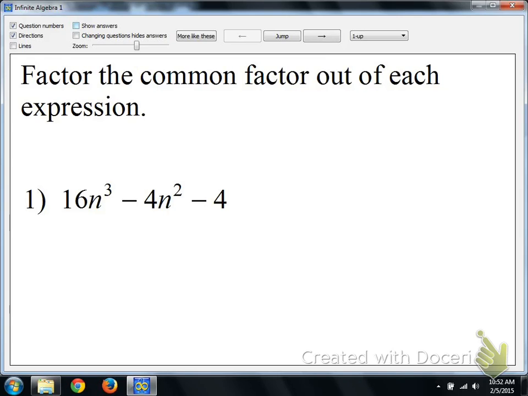Number 1 says factor out the common factor of each expression. It's really important to always read the directions on the test. Common factor means GCF. So we're asking ourselves, what's the GCF? We have 3 terms here. We might be able to X box, but it's n cubed, so it's not something we want to do, and there's no n on the last one.